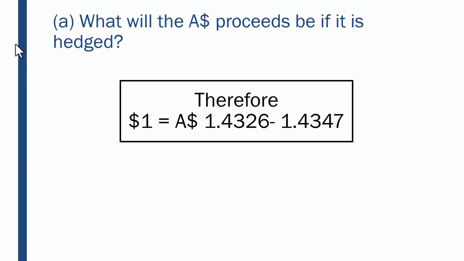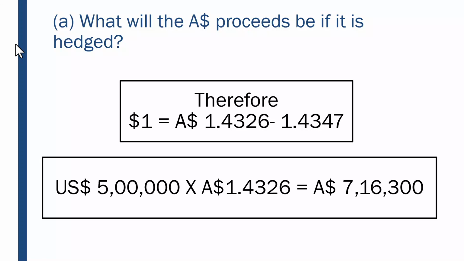So this is the rate. Fine. So we multiply this 5 lakhs into 1.43. So this is the Australian dollars he will be getting. Is this okay? Because he has got 5 lakh US dollars and he is going to convert them into Australian dollars. So he is going to get this rate.